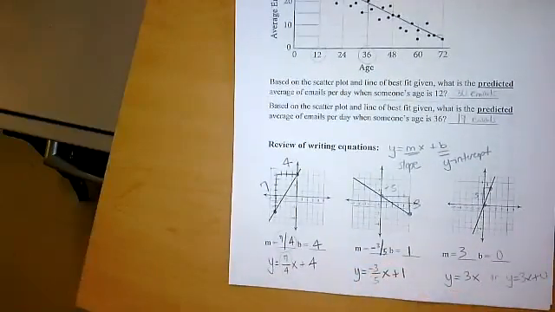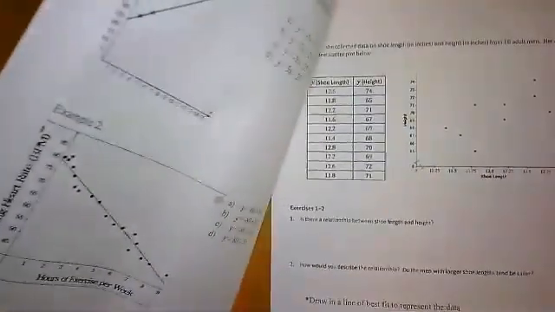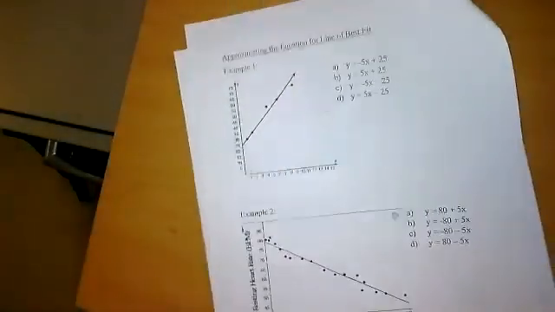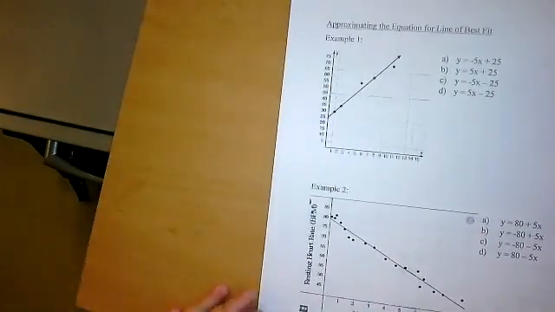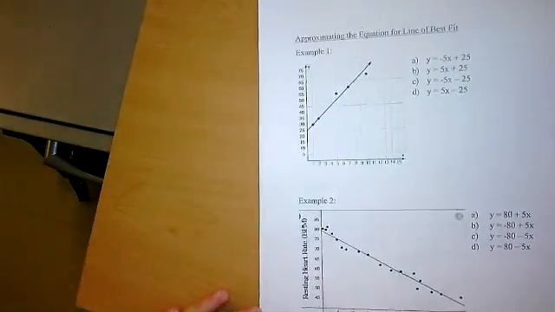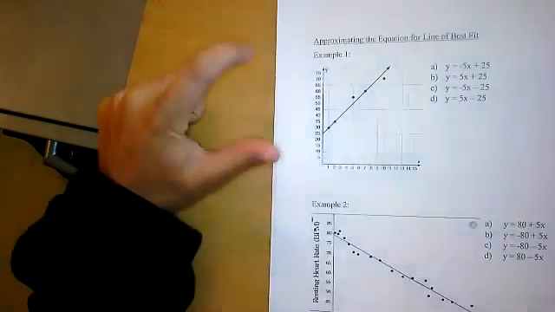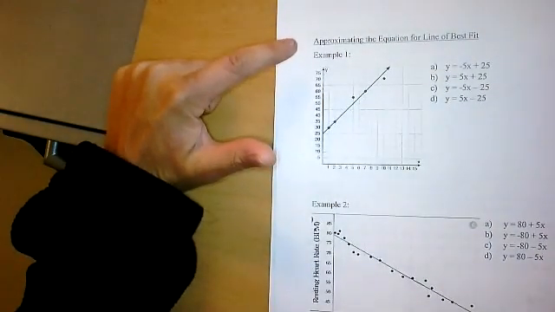Okay. All right. If we now go to the next page, now it's just being able to identify the equation for our line of best fit. That's why we just did that skill there, to help with this section. So this is approximating the equation for the line of best fit.